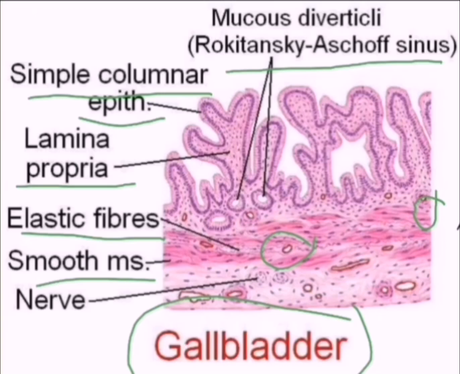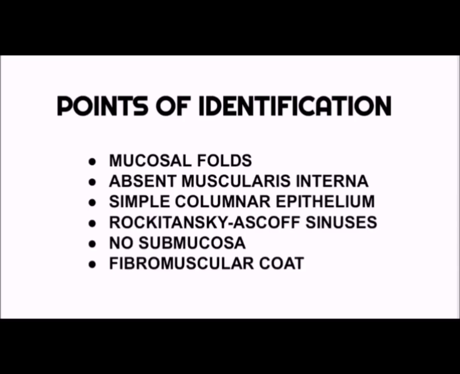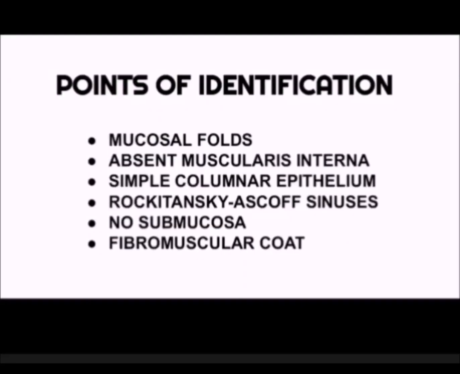So that was about the basic overview of the things that you will see in the slides, right? So I'm going to tell you the points of identification so you'll learn them, and then I'm going to discuss them in different slide pictures. These are the points of identification for the gallbladder. The first one is that it will have mucosal folds. It will have no muscularis interna, right? Mucosal folds are there, absent muscularis interna, and the epithelium will be of a simple columnar type.